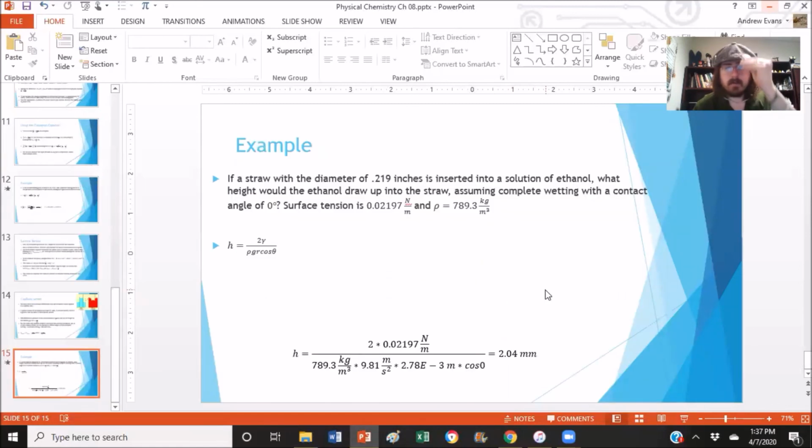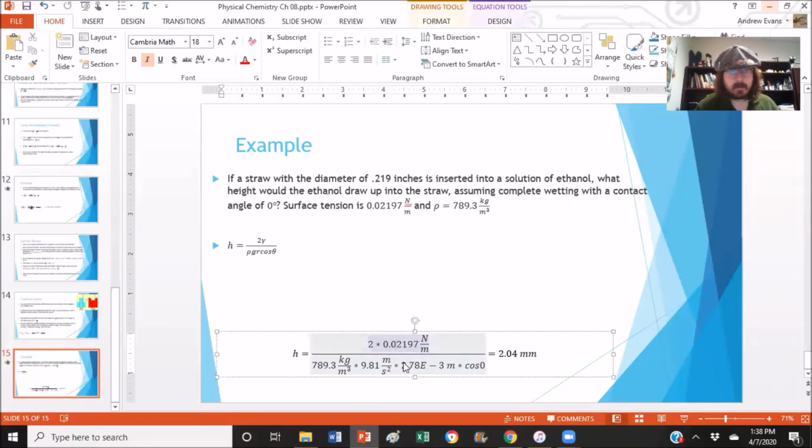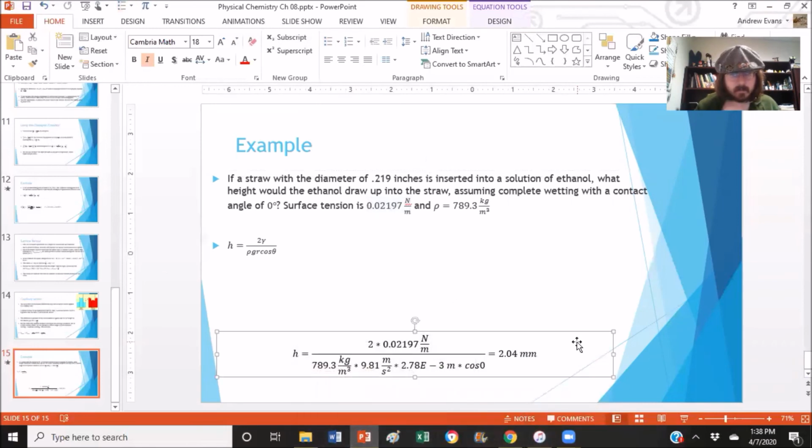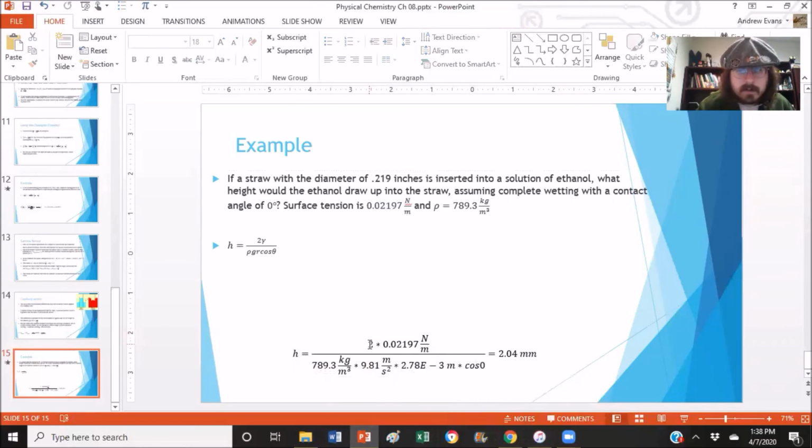That is this chapter. Oh yeah, I think I might have a typo too. No, it's 2 millimeters. I left out that zero in the surface tension. So it's 2 millimeters, not 2 centimeters. But either way, it's still the same premise. Everything cancels out except for meters, which we then turn into millimeters.